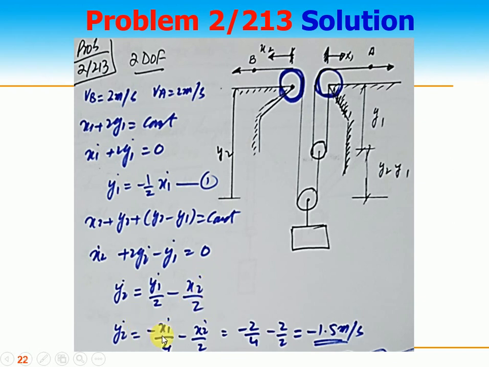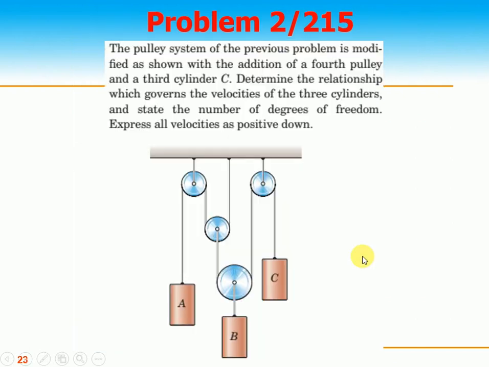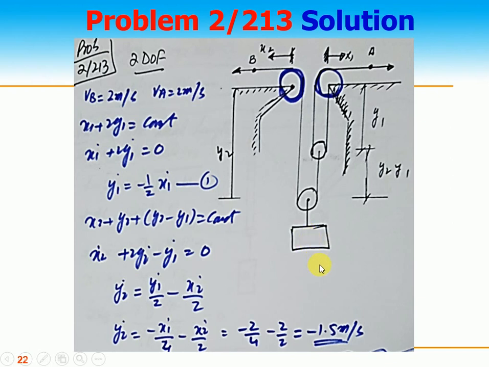So y2 dot is equal to minus, because I can put y1 dot is x1 dot by 2, so it becomes minus x1 dot by 4 minus x2 dot by 4. We know the value of x1 dot and x2 dot, which is VA and VB. I get y2 dot as minus 1.5 meters per second, the velocity of this load. It is moving in the upward direction as they are moving in the outward direction, in the opposite direction, towards the right. I take this one as positive, so therefore the load velocity is in the negative direction. In a similar way, you can find the accelerations.